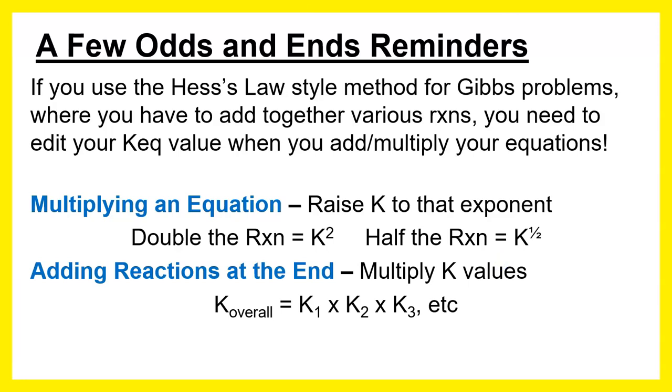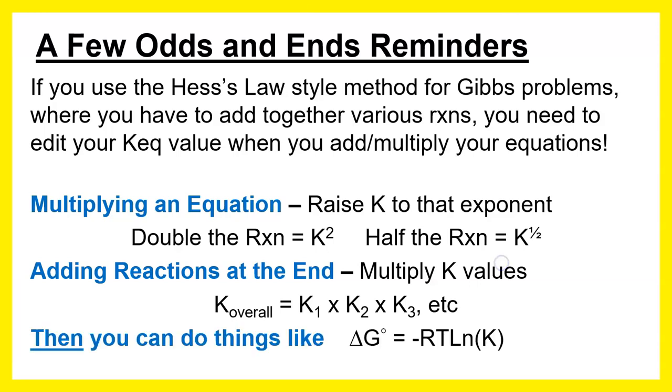Then and only then can you take your final K value and start doing things like using the Arrhenius equation. People will do the Hess's law problem for all sorts of things and forget to adjust their K value. So be very careful about that.